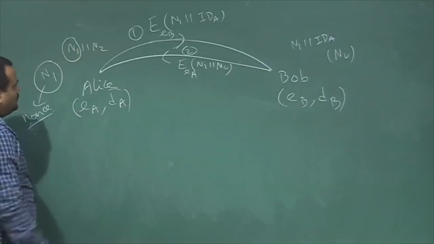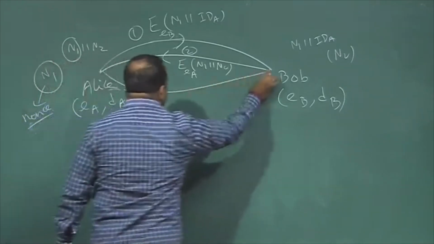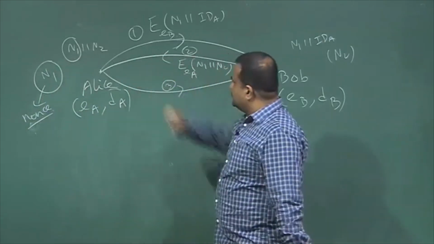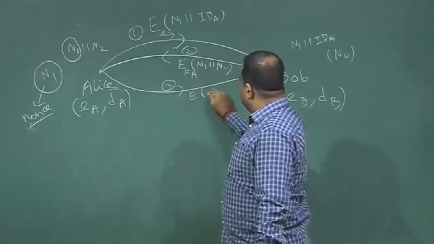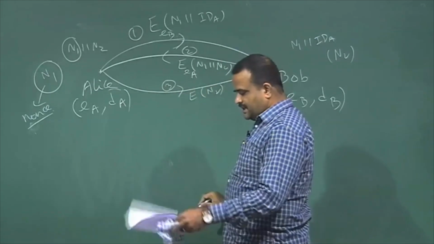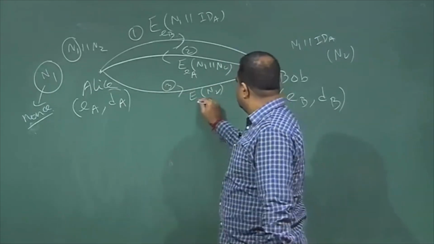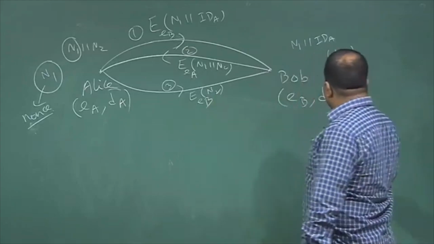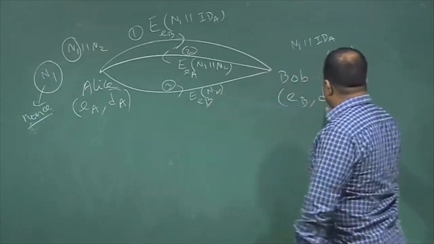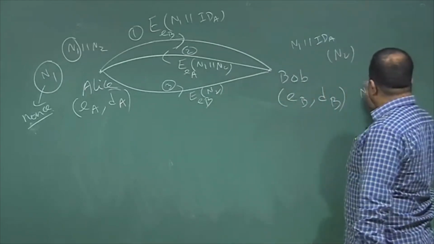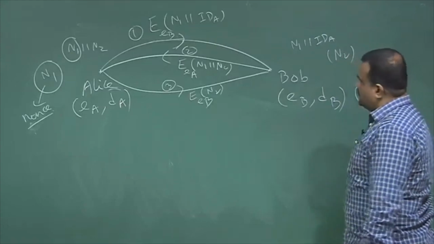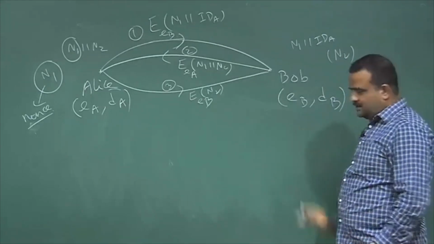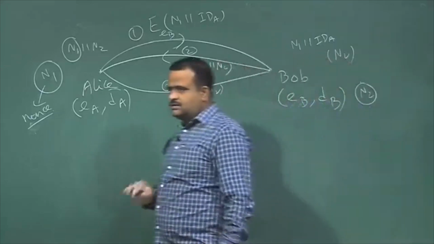So Alice will be convinced that Alice is communicating with Bob. Now Bob has to be convinced. So for that, this is number 3. Alice is receiving N2, so Alice will encrypt this N2 using Bob's public key. After receiving this, Bob will decrypt it using Bob's secret key, and Bob will get N2. Bob will check whether this N2 is the same or not. Then Bob will be convinced that he is with Alice only.